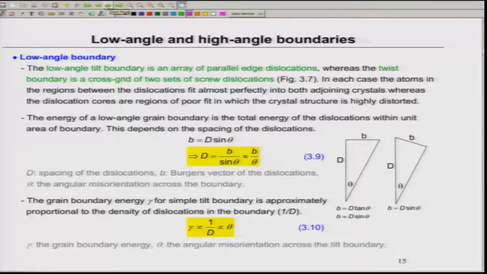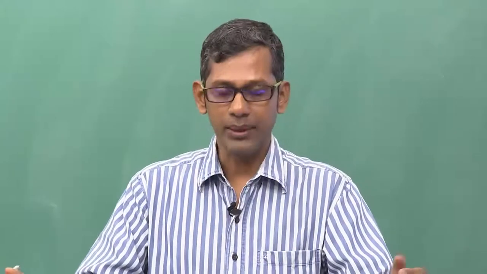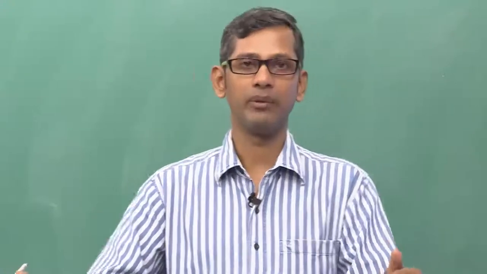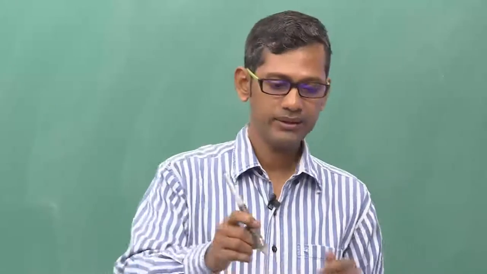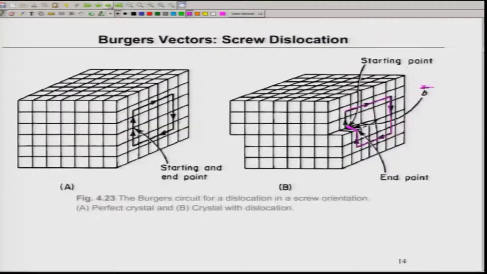Now, most of the scientists have discussed that I can consider the tilt boundary, or twist even. Tilt boundary is easy to understand, two types. One is the low angle, the other one is a high angle boundary. Low angle means the theta by which we have tilted is very small. High angle means theta is large. We will define small and high very soon. What are the high and low values?